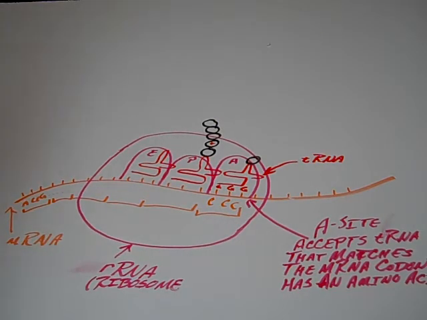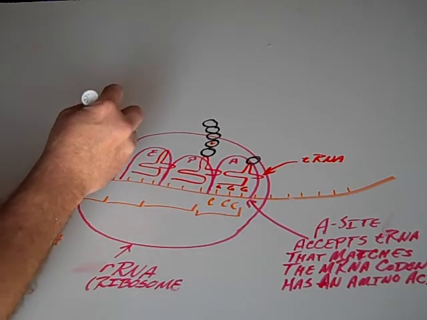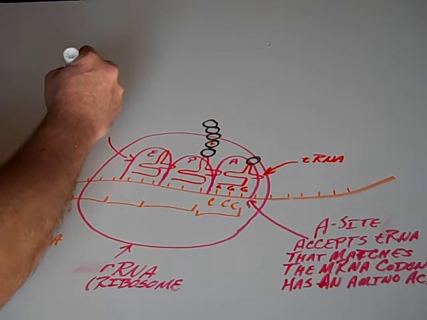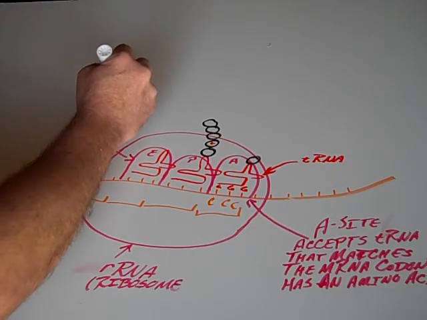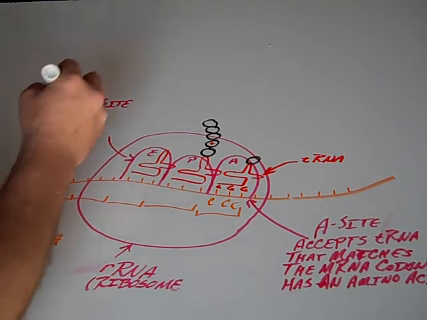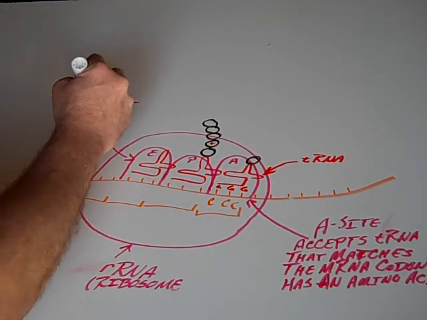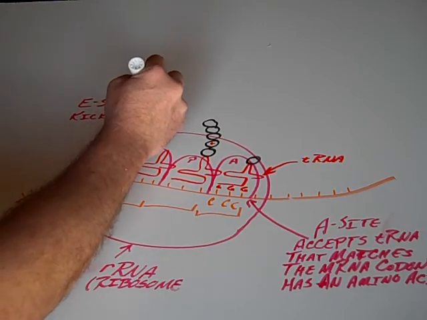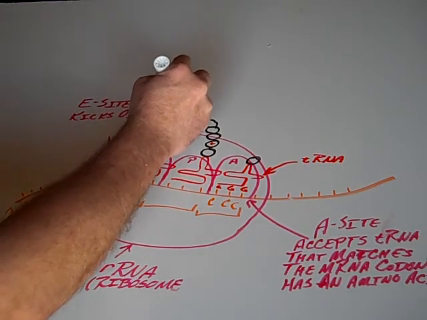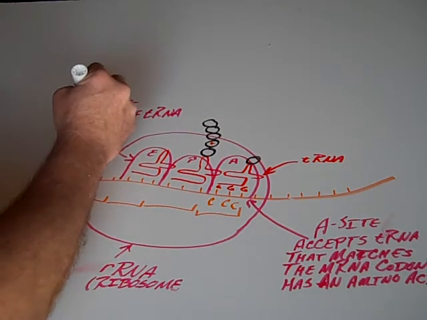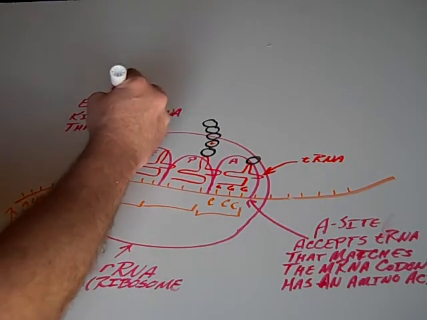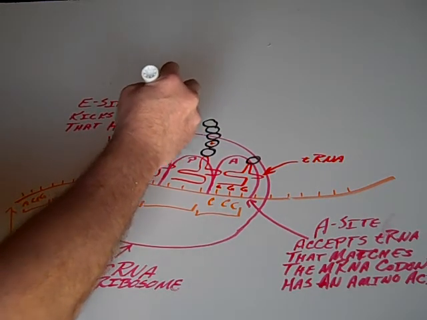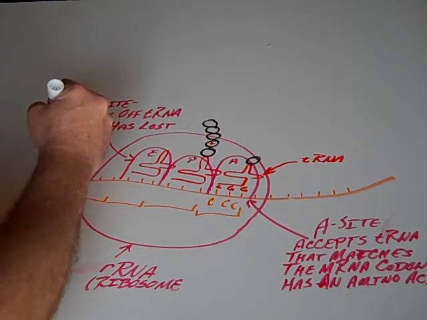Now, the next site I want to define is the E site. The E site, when we look at the E site, it's really simple. This is the easiest one to remember. The E site, quite simply, kicks off tRNAs that have lost their amino.